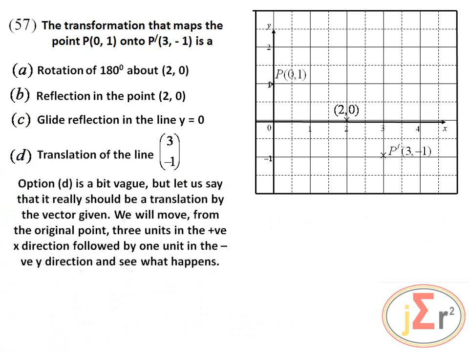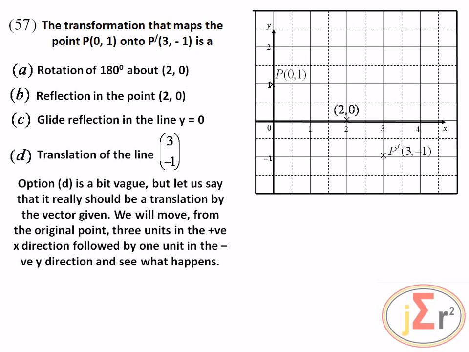Option D is a bit vague, but let us say that it really should be a translation by the vector given. So, translation of the line (3, -1). I don't think that a translation should be described in such a way. Translation of the line (3, -1), and that is why it is vague. But let us say that it should really be translation by the vector, which is (3, -1).